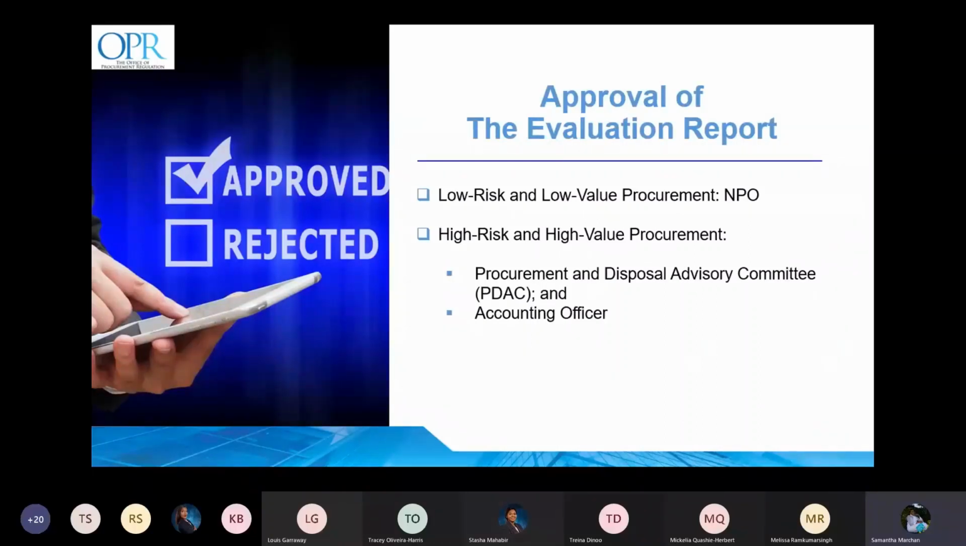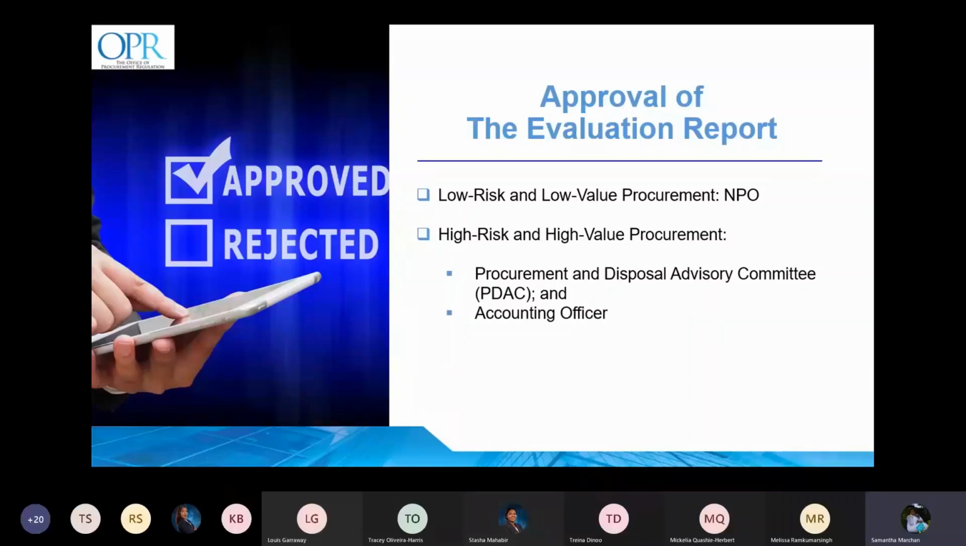In terms of approval of the evaluation report, the approval for the various categories of expenditure can be specified in a public body's special handbook and guidelines. In the case of low-risk and low-value procurements, its designated approver may be the named procurement officer, as mentioned previously. For high-risk or high-value procurements, the designated approver may be the accounting officer.